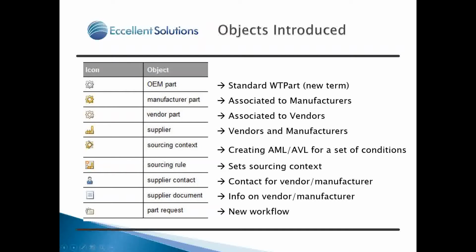The manufacturer part has the same sort of gear type icon as the OEM part, but has a dark gold color, and it gets associated to the manufacturer object type in Windchill as well, which is also a new object. There's also a sort of parallel set of objects called the vendor part, which also gets associated to a parallel object type called vendor. There's a new object type that comes in with Suma called supplier, and supplier has two soft types called vendors and manufacturers.